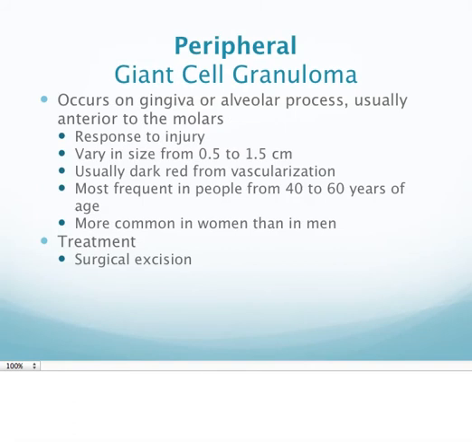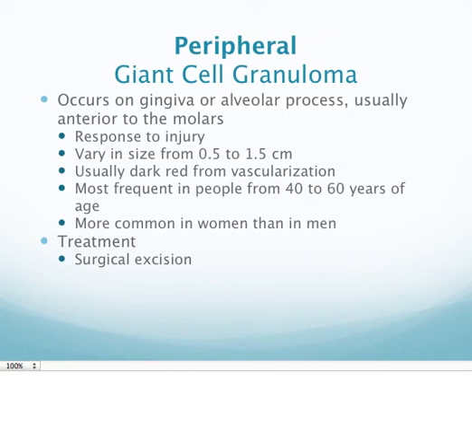So let's break those two down. Peripheral giant cell granuloma. This one occurs on the gingiva or the alveolar process. Usually we see it anterior to the molars. It's a response to injury. It can vary in size. Usually it's dark red. Most people are seen with it from 40 to 60 years of age, and it's more common in women than men.